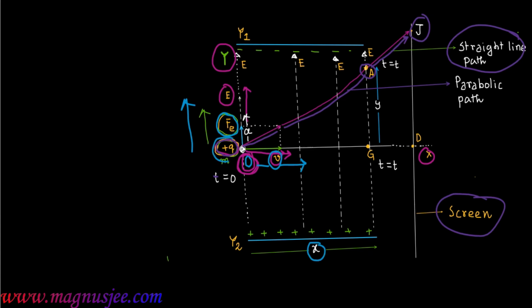x is the distance or displacement of the charged particle along OX when it reaches the point A in time t, and y is the displacement of the charged particle when it reaches the point A.